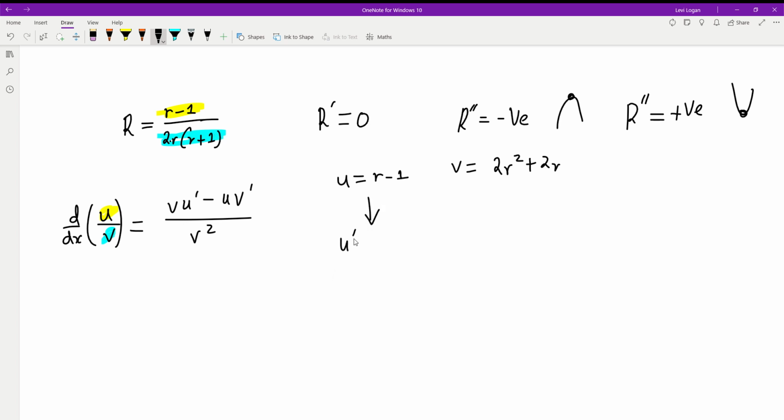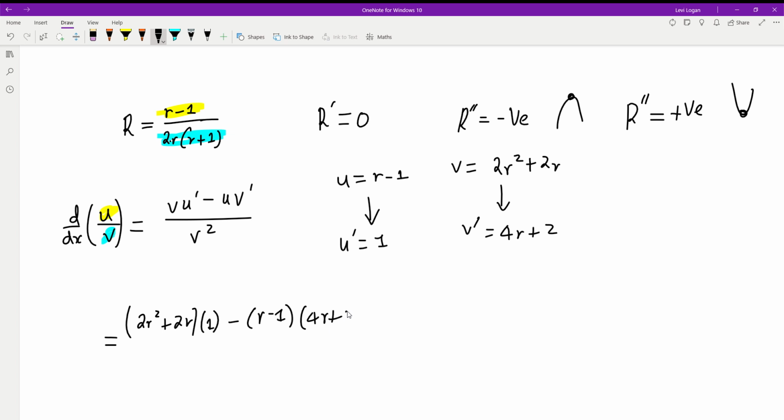Differentiating this guy, u dash with respect to r is going to be 1. Differentiating this guy with respect to r is going to be 4r plus 2. Now all we're going to do is literally plug into our formula. So v is 2r squared plus 2r multiplied by u dash, which is 1, so that would be multiplying by the whole thing, minus u, which is r minus 1, multiplied by v dash, which is 4r plus 2, all on v squared, which is going to be 2r squared plus 2r all squared. That is pretty much r dash.